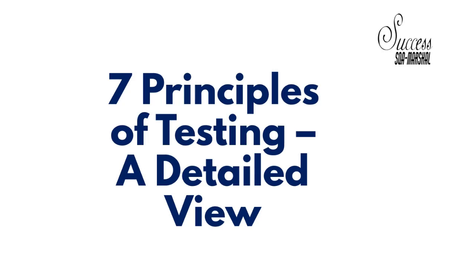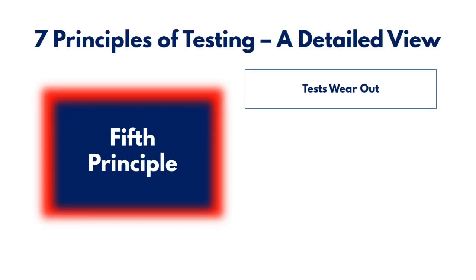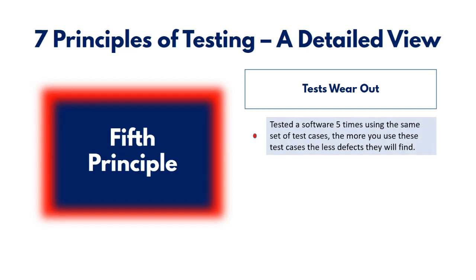So, what is the 5th principle of testing? The 5th principle of testing says tests wear out. What does test wear out mean? You tested a software 5 times using the same set of test cases. Now, the more you use these test cases, the fewer defects they will find. So it means that the more you make use of a particular test case or a set of test cases to find a bug or to test a software system, the less effective they become over time.